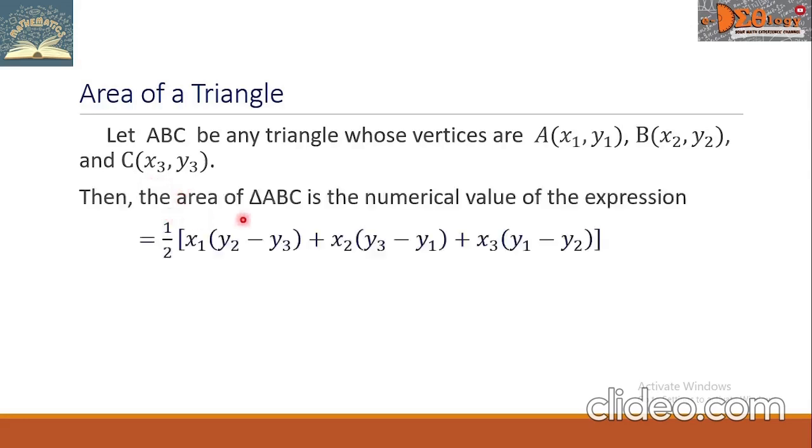Then the area of triangle ABC is the numerical value of the expression 1/2 times the quantity x sub 1 times the group y sub 2 minus y sub 3 plus x sub 2 times the quantity y sub 3 minus y sub 1 plus x sub 3 times the quantity y sub 1 minus y sub 2.